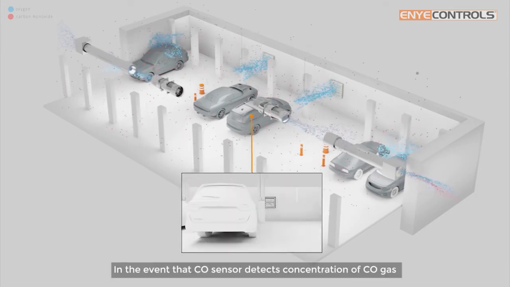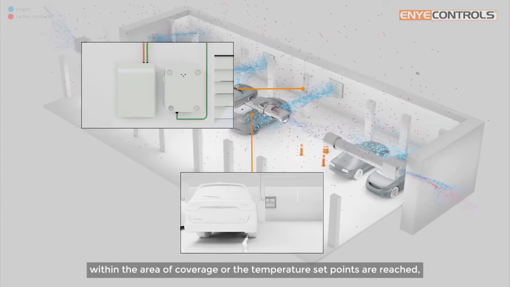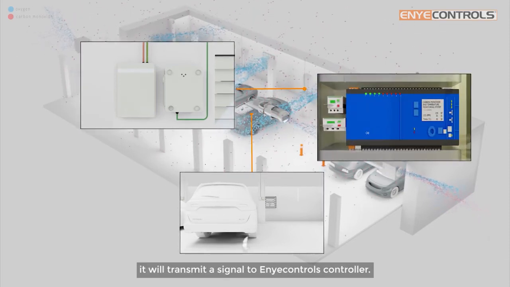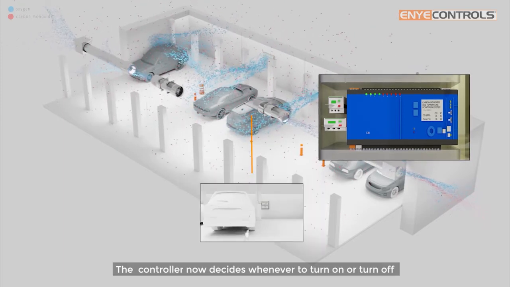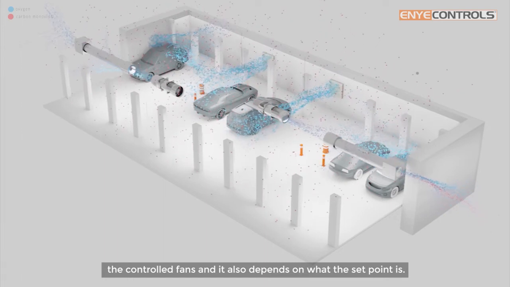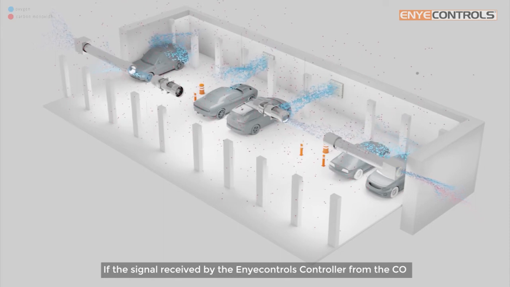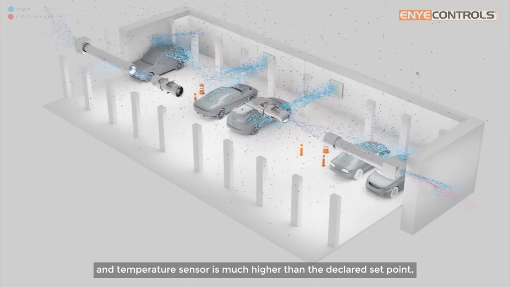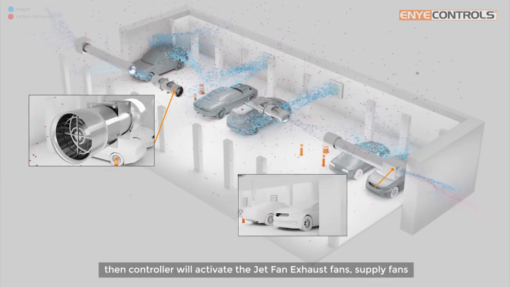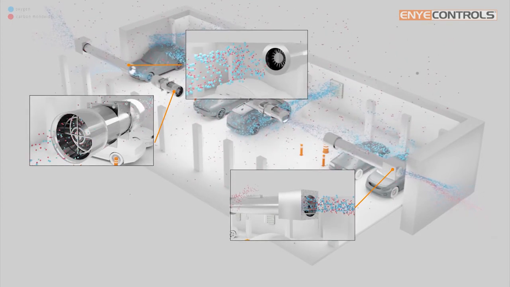In the event that the carbon monoxide sensor detects a concentration of carbon monoxide gas within the area of coverage, or the temperature set points are reached, it will transmit a signal to the Enyecontrols controller. The controller then decides whether to turn the controlled fans on or off, which also depends on the set point. If the signal received by the Enyecontrols controller from the carbon monoxide and temperature sensor is much higher than the declared set point, then the controller will activate the jet fan, exhaust fans and supply fans nearest to the activated carbon monoxide and temperature sensor.